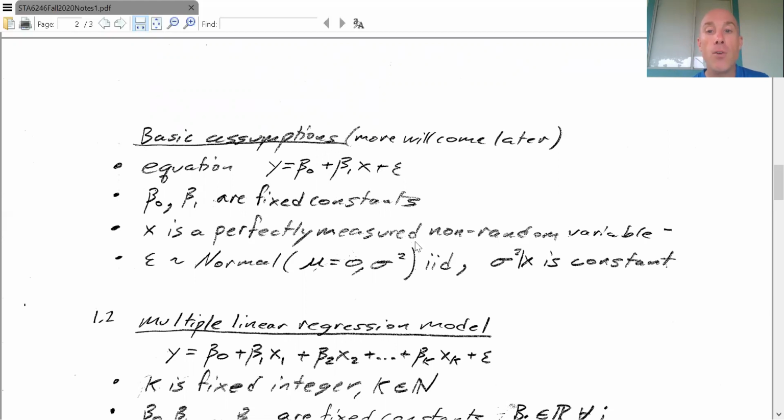X is a perfectly measured, non-random variable, and epsilon is normal with mean 0 and variance sigma squared, IID, independent and identically distributed. I messed up on the notation here. This should be sigma squared of y given x. So sigma squared given x is constant, which is to say that the fluctuation does not vary as I change my x values.